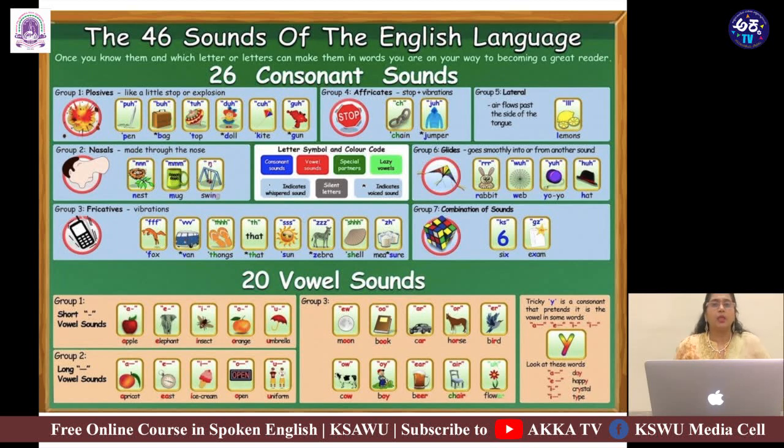Y is a tricky consonant. Y is also sometimes a vowel. For example, the word fly ends with a Y, but it is pronounced as I. So, let us remember all these rules. To sum it up, what did we understand? We understood the rules of language. We understood what are the four skills in English. And of course, we understood the sounds of consonants and vowels. Are we going to practice them? Yes, we must. Thank you.